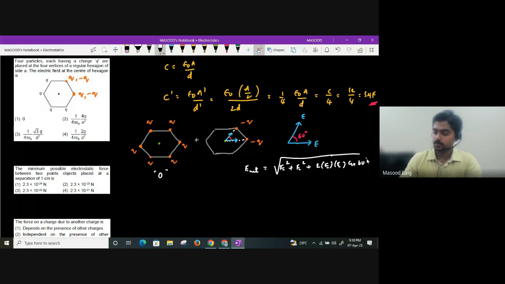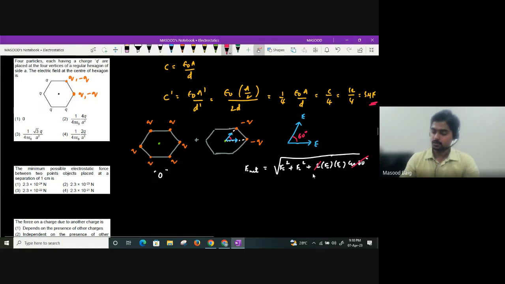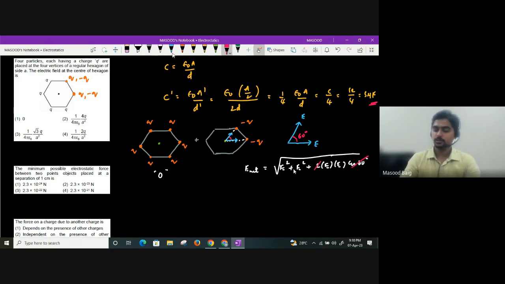Cos 60 is how much again? 1 by 2, will I get or not, guys? So cos 60 and the 2 cancel out. E square plus E square plus E square will be root over 3 E square, which I can write as root 3 into E. And what is that E value? It will be KQ divided by A square, since each side is given as A. So root 3 KQ divided by A square should be the net field at the center, guys. Clear, all of you?